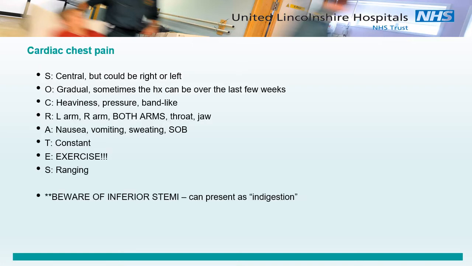So if we are talking about cardiac chest pain, you can see here the most common presentation of cardiac-sounding chest pain with the SOCRATES analysis, but it's not necessary to be like that. The central pain radiating to the left, heaviness, pressure radiating to the arms, jaw, throat, may be associated with nausea, vomiting, sweating, shortness of breath, related to exertion, exercise. So yes, this is the most common, but it's not necessary to be like that.